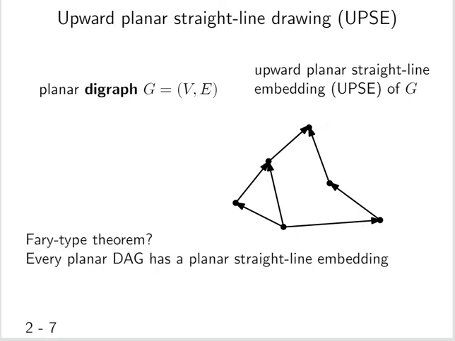Can there be some type of Fáry's theorem concerning such type of embedding? Well, of course, you do not need to have cycles in your graph, otherwise you cannot have a respective partial order and you cannot embed it with all the edges pointing upwards. So even then, if I give you some directed acyclic graph, which is planar, can it have an upward straight line embedding?